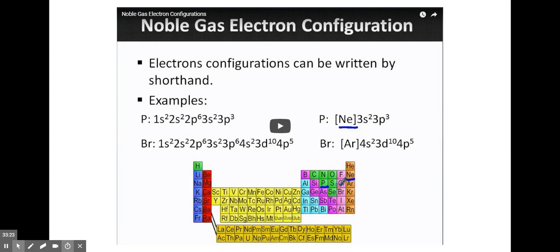Now, as far as noble gas electron configurations go, you probably did this in pre-AP. This has been mostly reviewed at this point. You can watch this short video, and it's going to go through some examples of how to take a longer electron configuration and write it out in the shorthand noble gas electron configuration. So I'll let you do that on your own time.